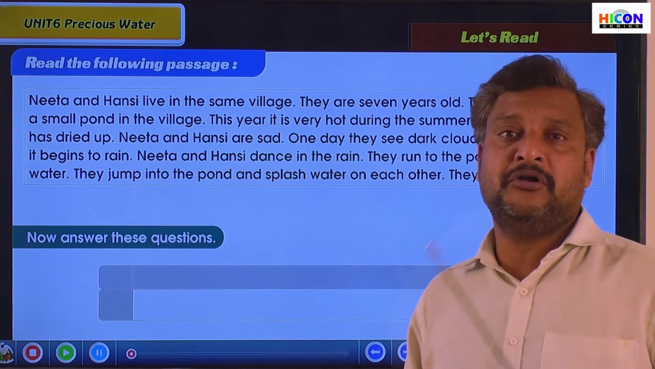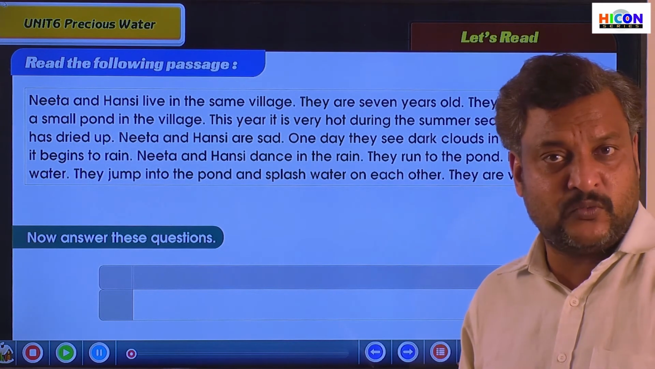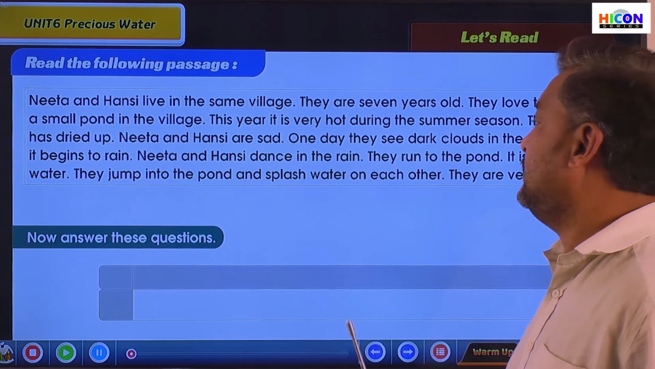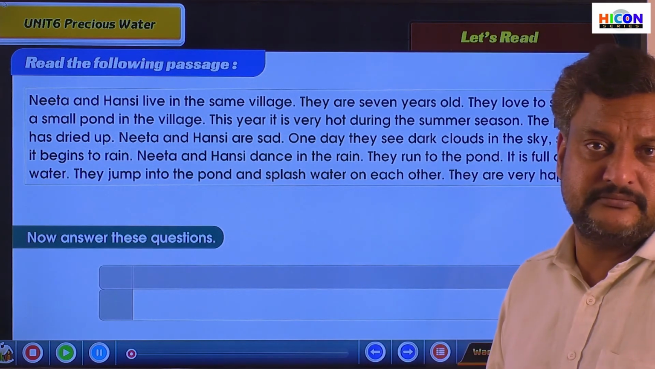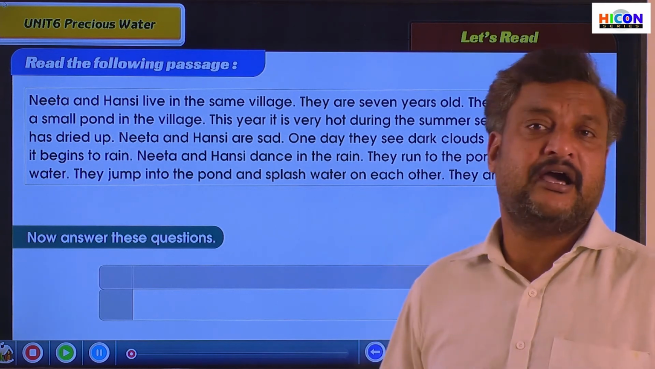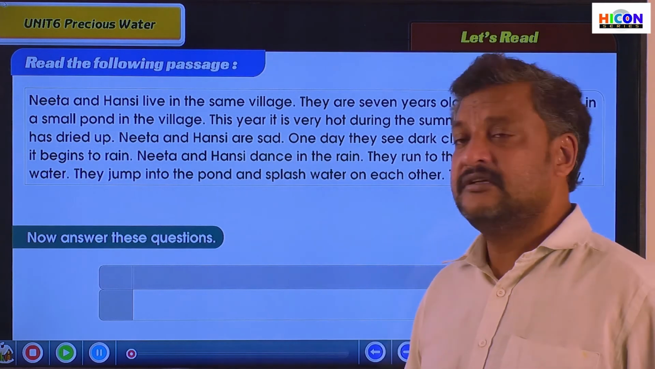They ran to the pond. The pond was already filled with water. They jumped into that and they started swimming, splashing water on each other and all. Okay? And they became very happy. So this is a passage.